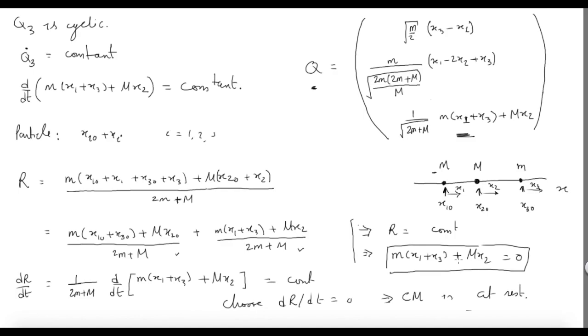Okay, so let's make this substitution in Q. And please show that this is what you get. This is trivial to show. So, exercise. Show that upon substituting mx1 plus x3 plus mx2 equal to 0, our normal coordinates become the following.